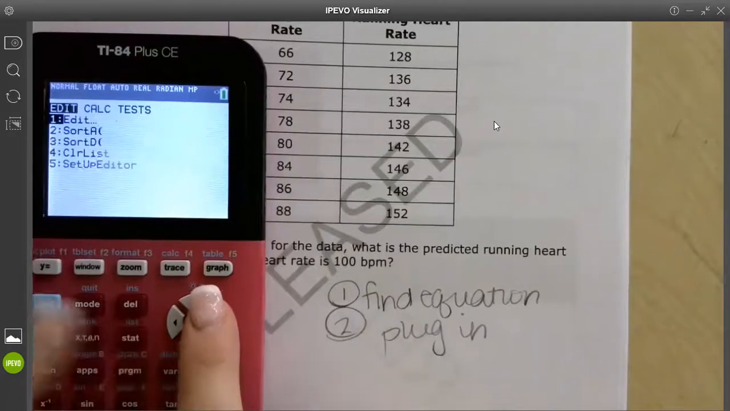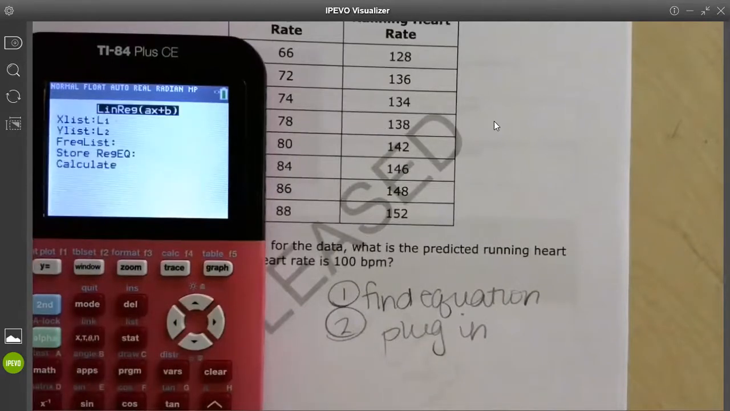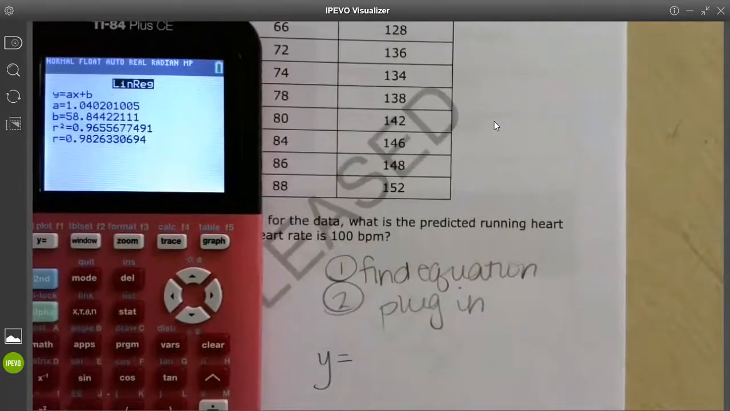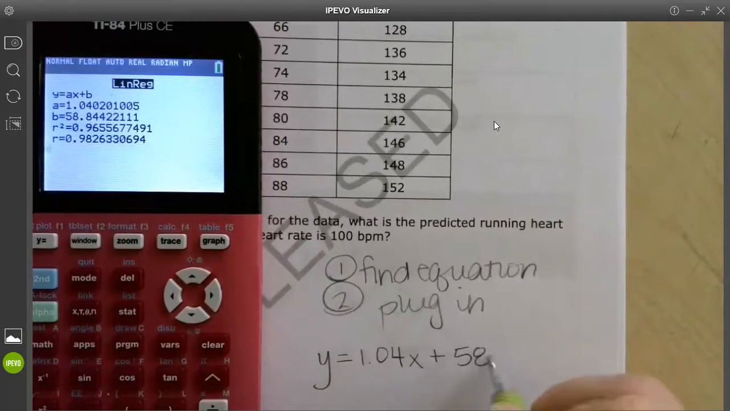We're going to do stat, calc, linear regression this time. And we get this real nasty equation, but you don't have to write the whole equation down. So I get 1.04. So it's mx plus b, my b is 58.84. I wouldn't go more than 2. You'll be okay.